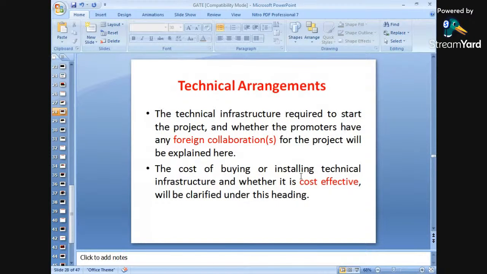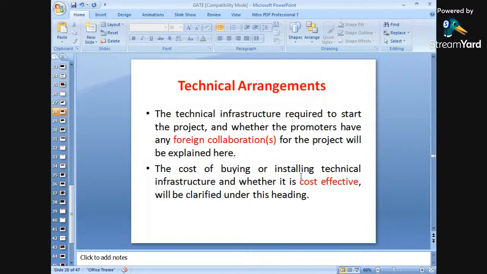Next, technical arrangements are also very important. The technical infrastructures required to start the project, and whether the promoters have any foreign collaborations for the project. That means, related with technical infrastructures, whether the promoters have any foreign collaborations, any foreign techniques to be used related with a particular type of project. So foreign collaborations for the project will be explained here.